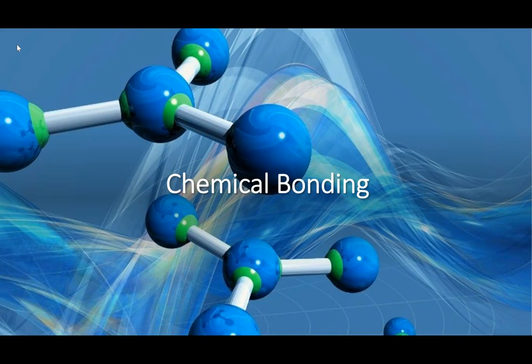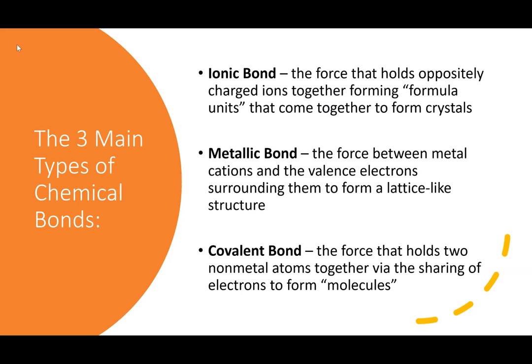All right, let's go ahead and talk about chemical bonding. So, the three main types of chemical bonds are as follows. You have first, ionic bonds. That is the force that holds oppositely charged ions together, forming formula units that come together to form crystals. A common example of this one would be table salt, which is NaCl. So, that is held together by an ionic bond.